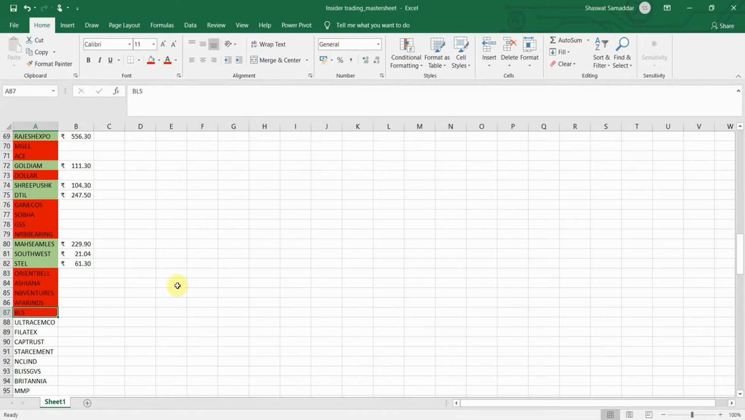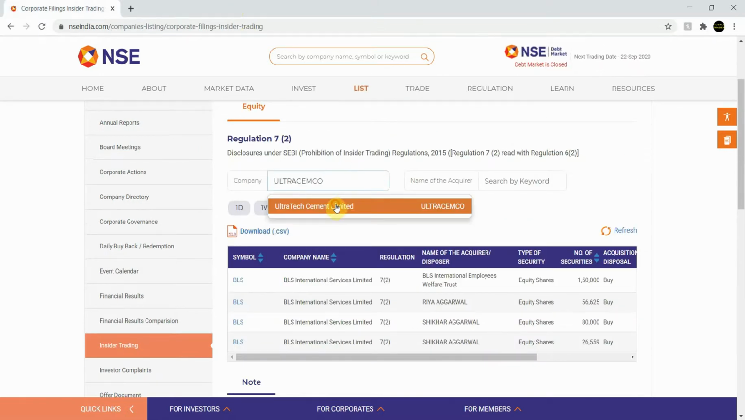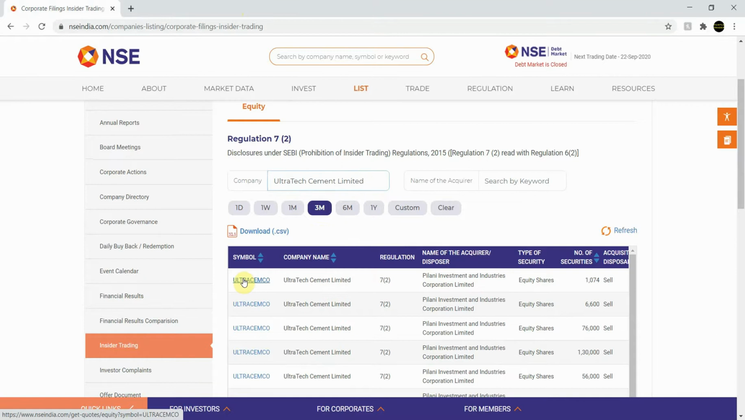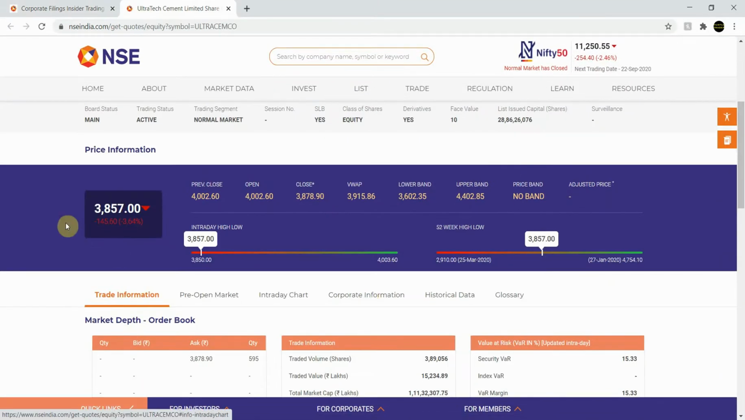That means it is not going to my swing trading watch list. Next on the list is Ultra Semco. I'll copy it and paste it here. Ultratech Cement Limited. I'll click on the symbol of Ultra Semco. I'll go to the corporate information. As you can see once again, this stock is a little pricey.